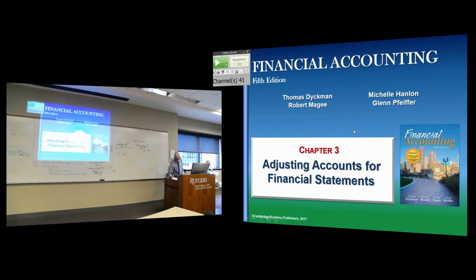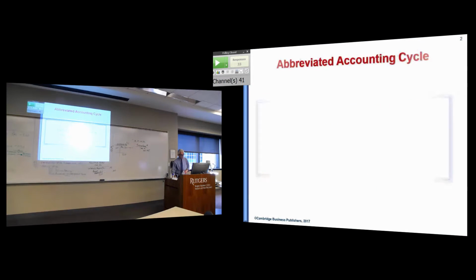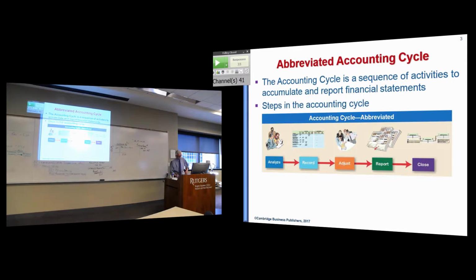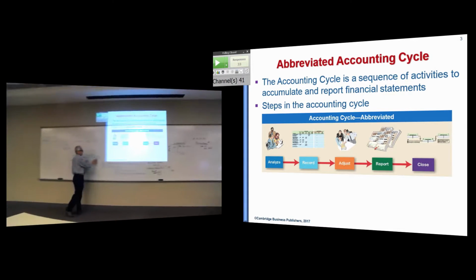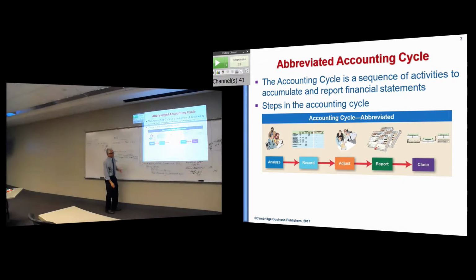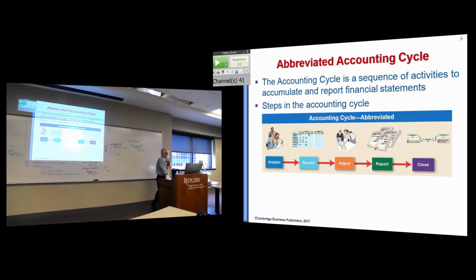There we go. We're going to look at the cycle, and we know that we analyzed and we recorded, and when we recorded, we journalized and posted the accounts. Then the next step, which is this chapter, is we have to adjust them, then we report them, and then we close the books. So in this recording process, it's the journal and the ledger, right? That's how we record. We'll also have some trial balances put in there as well, but we will have to adjust the accounts.